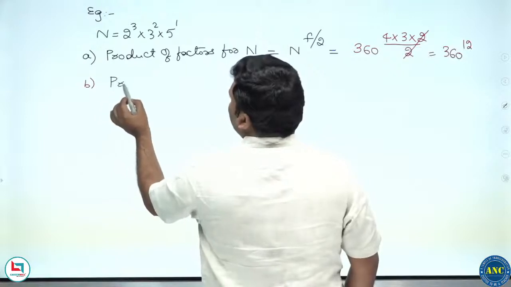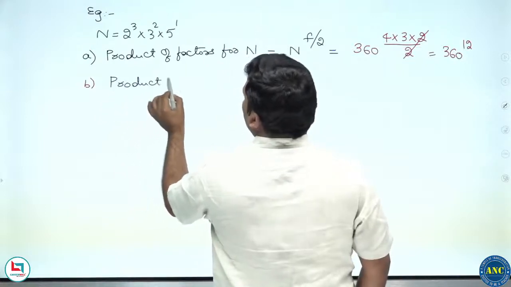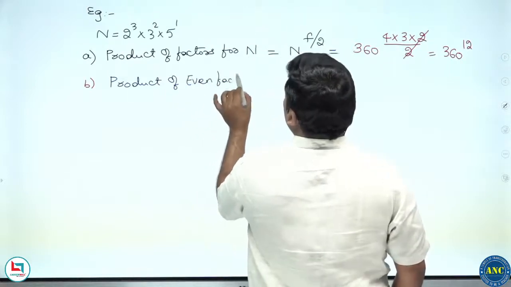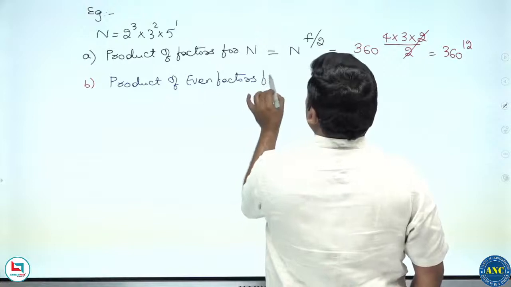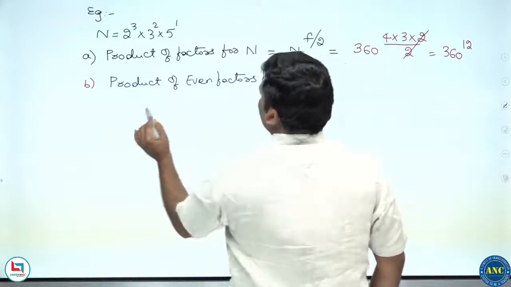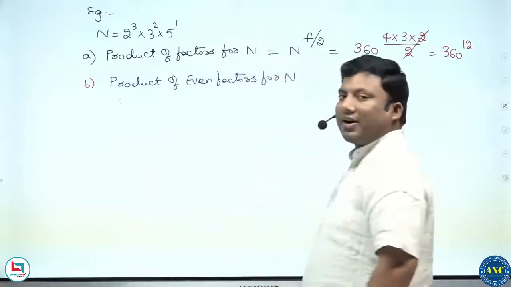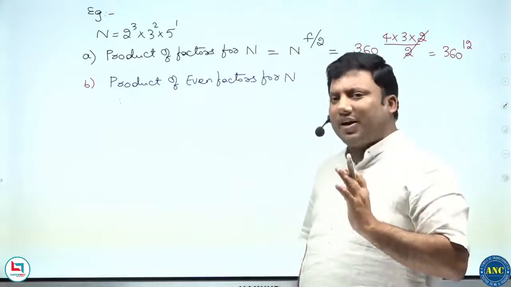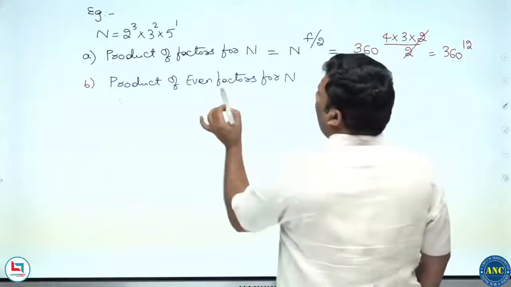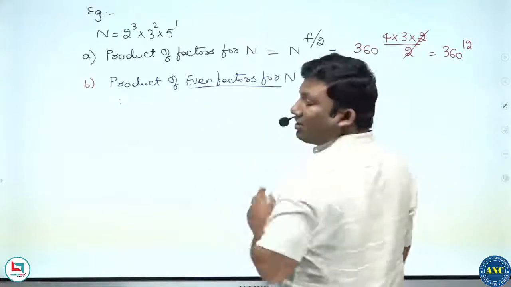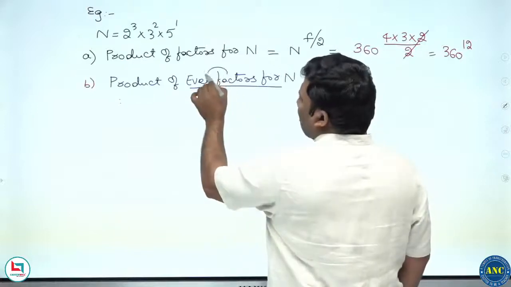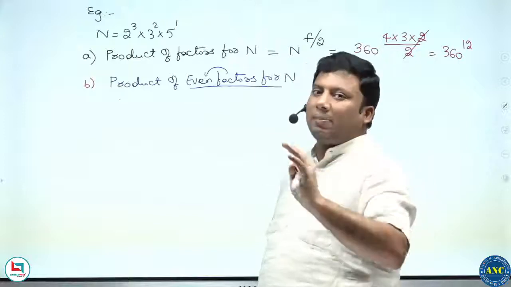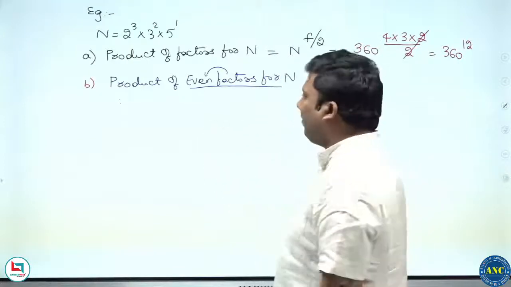Product of even factors for n. The same way that we did it for the sum of even factors, same thing we will use. For the product of even factors, two steps are there. First, find out the factors which are even. Then multiply them. We will get the product of the even factors.